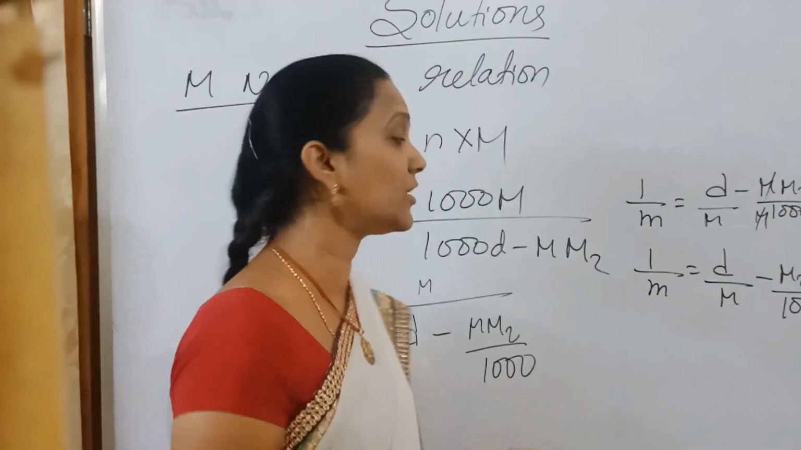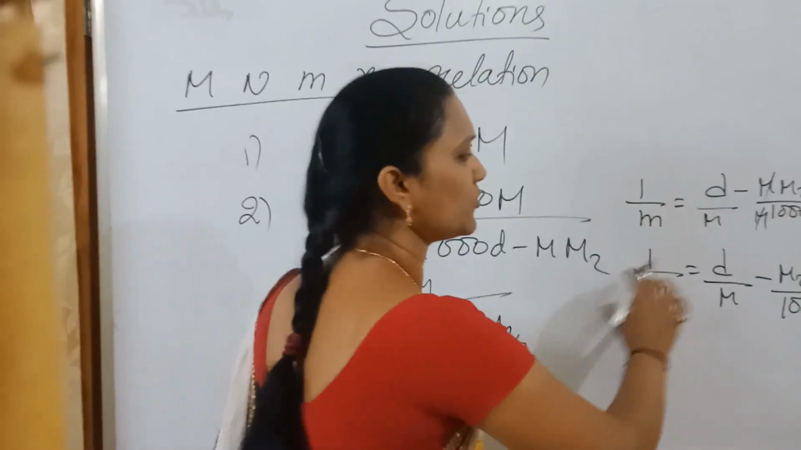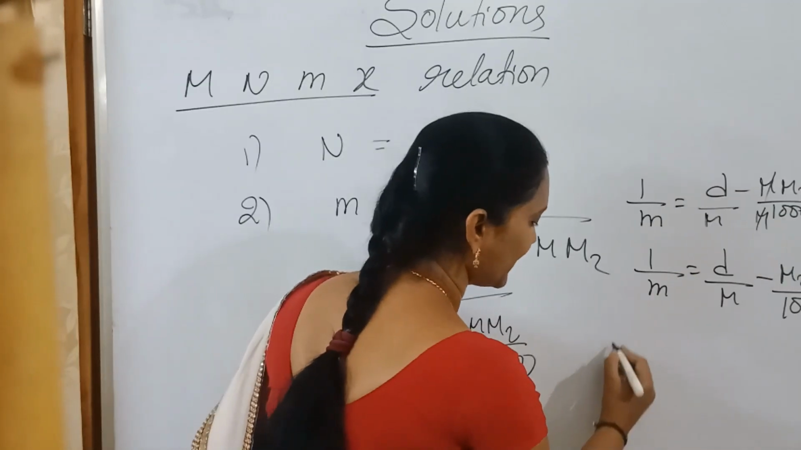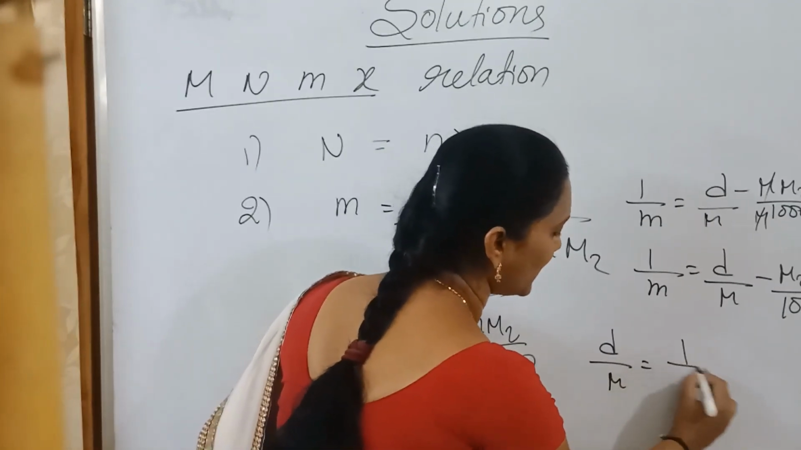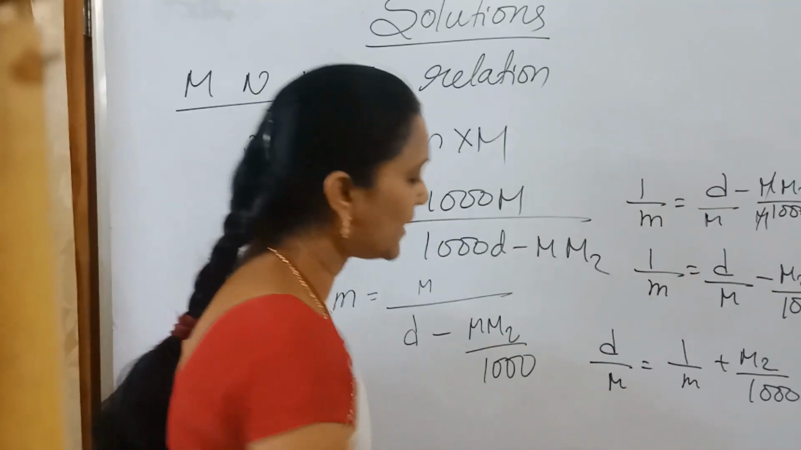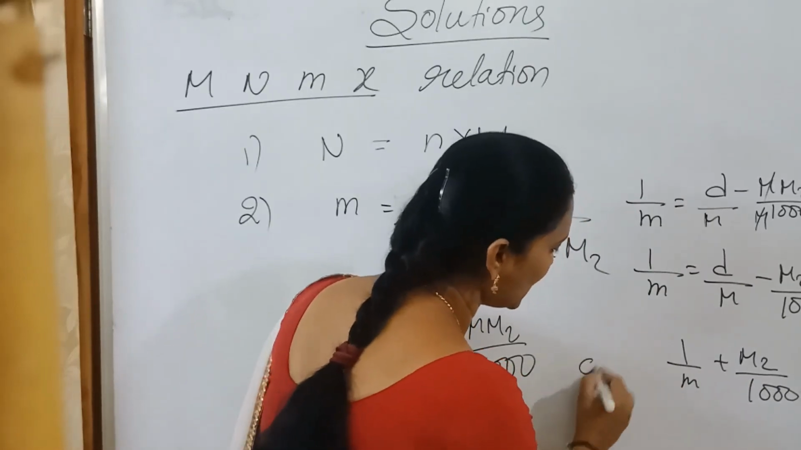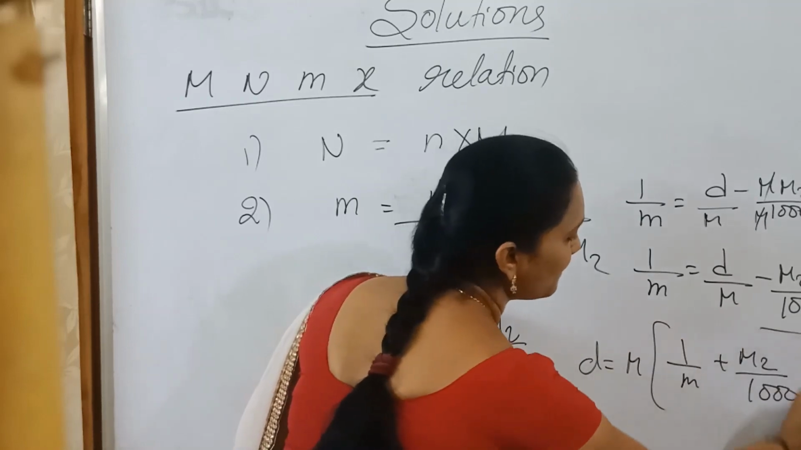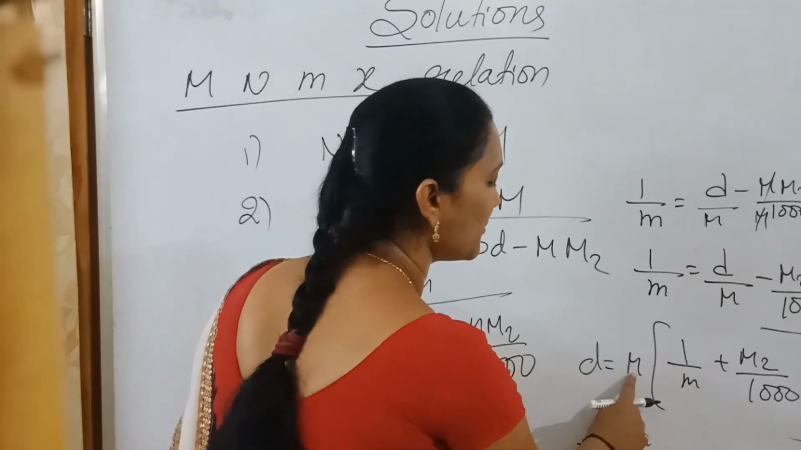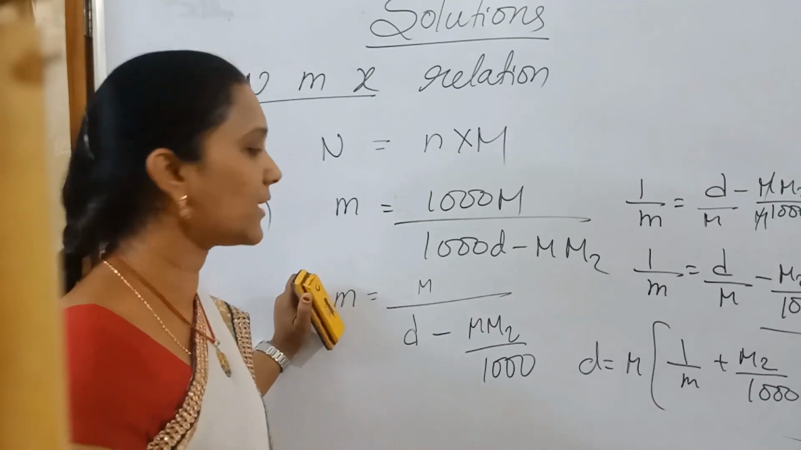The question is again: which is the correct relation between molality and molarity? Otherwise, if density is given in the relation, d equal to something. Now what should we do? Just shift this term to this side: d by M is equal to 1 by m plus M2 by 1000. Then shift this M to this side, and d is equal to the density formula. Now d is equal to M into (1 by m plus M2 by 1000). So if the relation for density is given, it is also a correct expression.